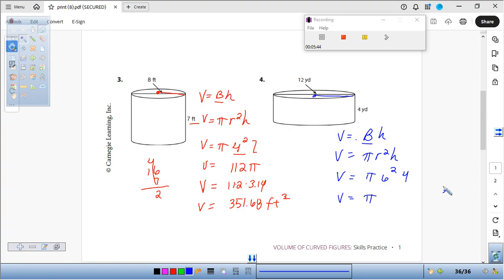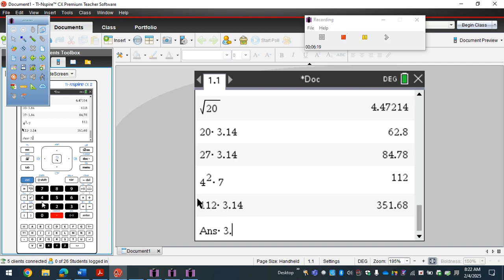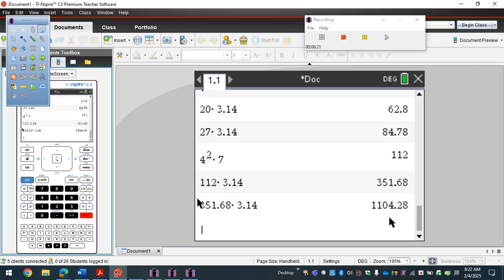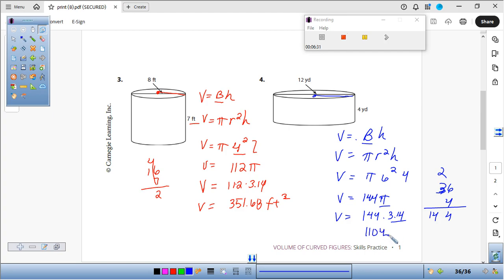So here, 36 times 4. That gives me 144. So we're going to have pi. I usually write this at the end. So we're going to go with 144 times pi, the most correct answer. Now we're going to go 144 times 3.14. That's going to be your pi. So that gives me 1104.28. All right, this is pretty easy, guys.